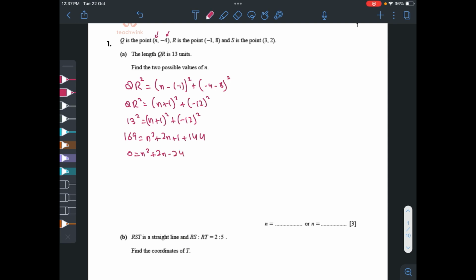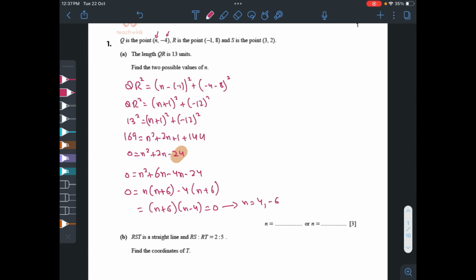So we write -24. Since we're trying to find the values of n, you break the middle term, you break 24 into its factors. This becomes 0 equals n squared plus 6n minus 4n minus 24. Taking n out as the common factor, this becomes n plus 6, and taking -4 out, this becomes n plus 6 again. So the two factors are n plus 6 and n minus 4 equal to 0. So the values of n are 4 and -6. So we write -6 and 4.